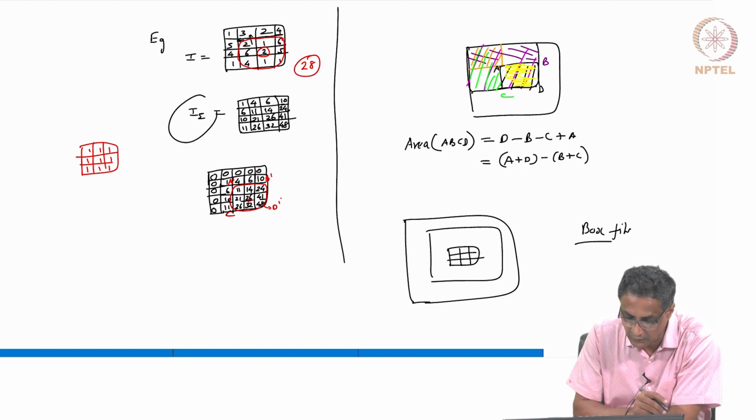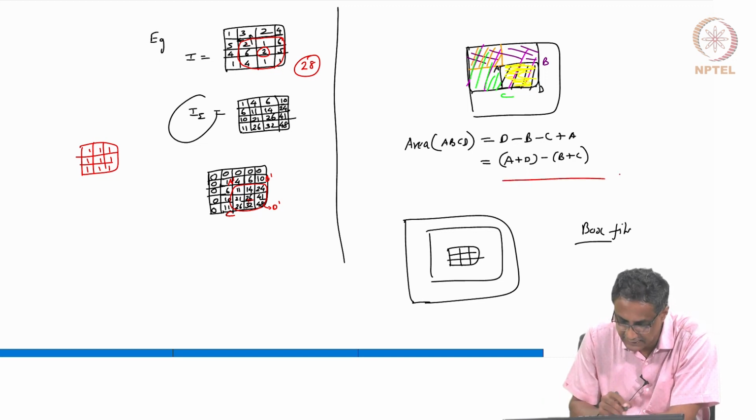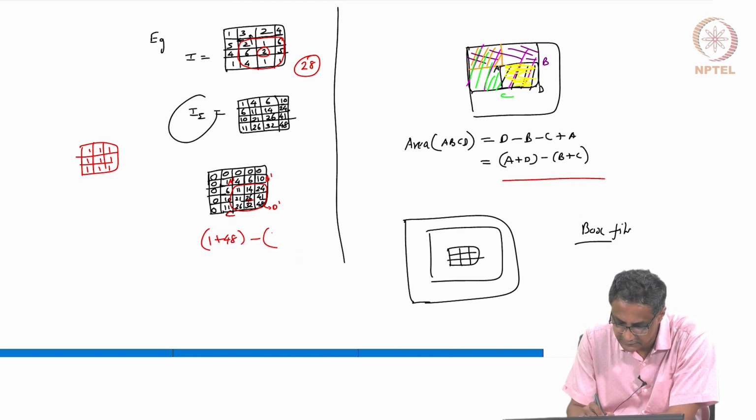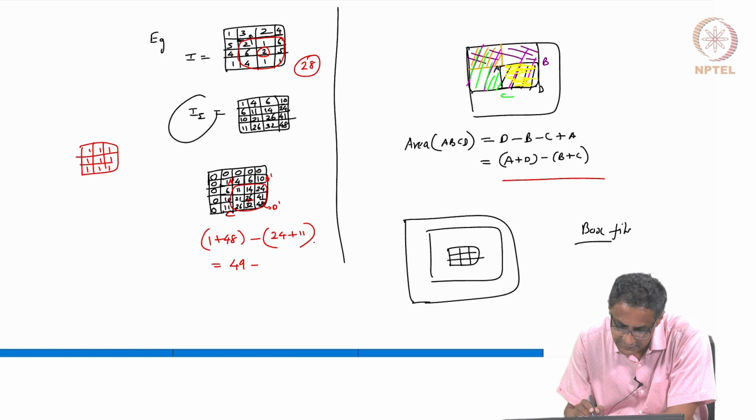Okay, and now I am going to do this A dash plus D dash, which will be 1 plus 48, minus B dash plus C dash, which is 24 plus 11. I have like 49 minus, hey, no, what happened? I think I made a mistake somewhere.